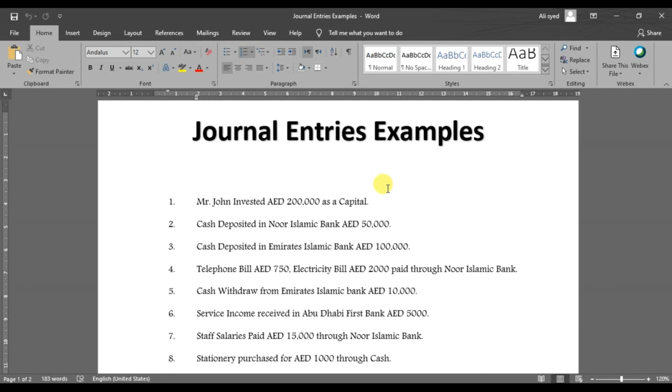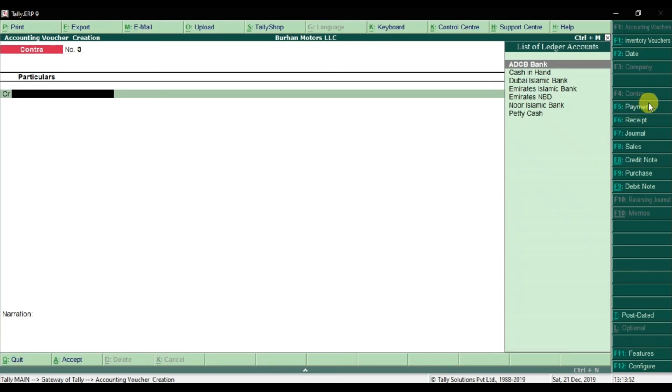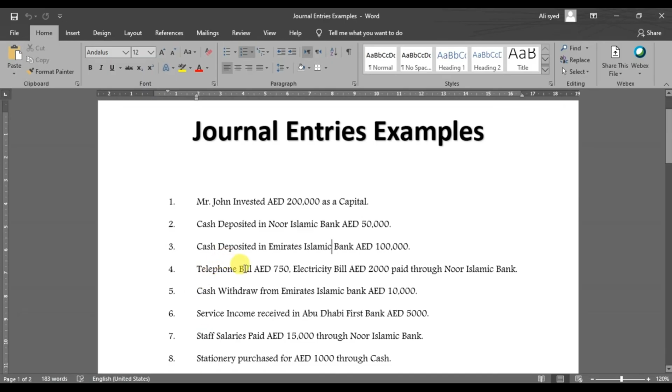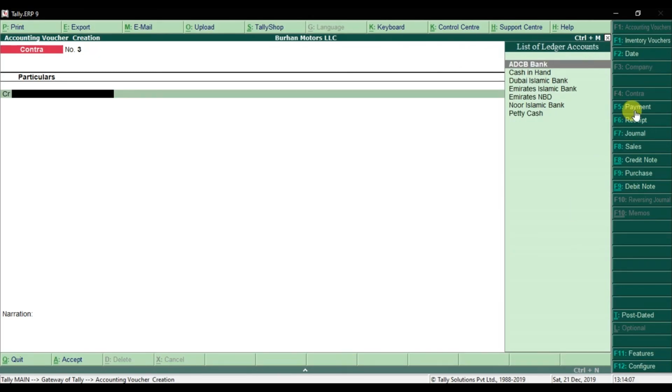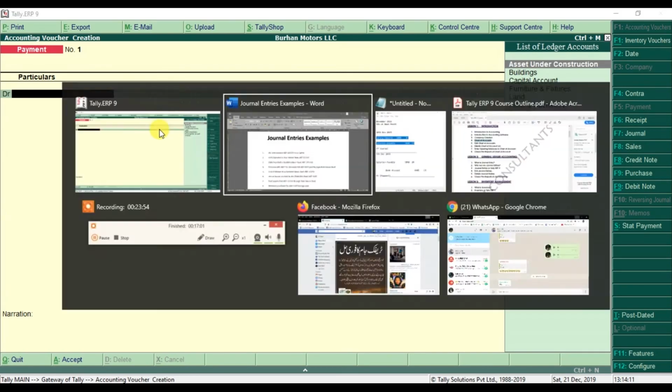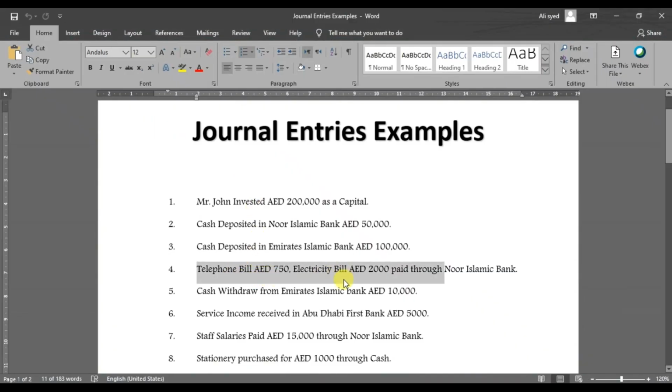Electricity. Telephone bill 750, electricity bill 2000, paid through Noor Islamic Bank. So where will you go? F4, F5, F6, F7, F8. That is contra, payment, receipt, journal, sales, or what? Expenses. That you are paying, right? Yeah. Paid through Noor Islamic Bank. So payment, F5, right? Okay, so you are paying first the telephone bill and electricity bill.